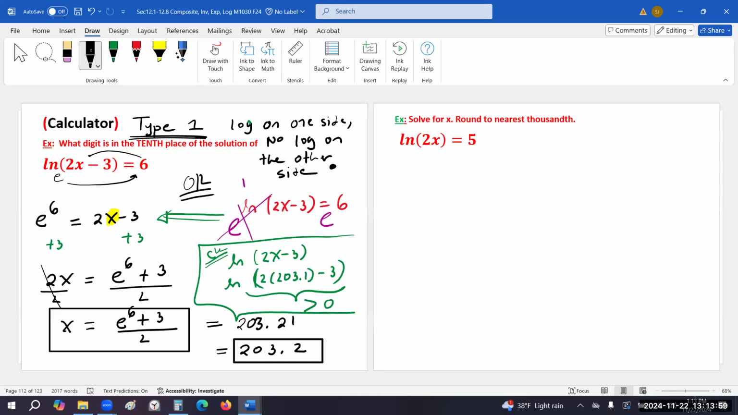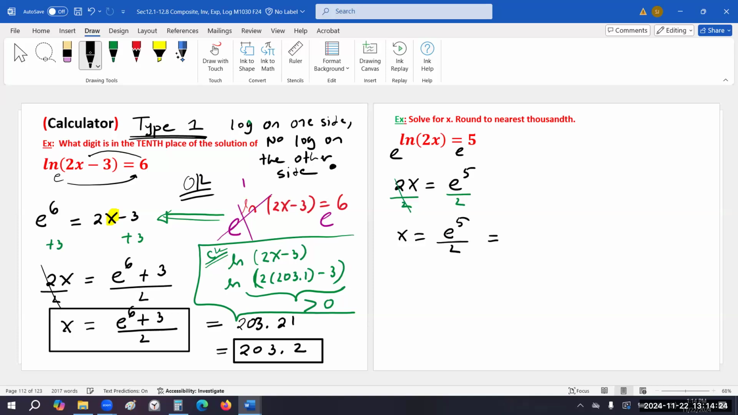So x equals d to the fifth power. If you apply e on both sides, you get 2x equals e to the 5. And then I divided by 2. I got x equals e to the 5th divided by 2.